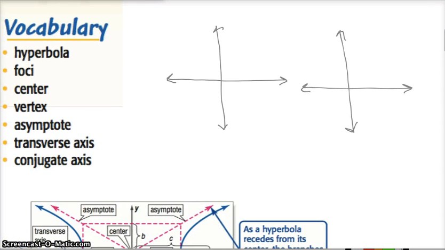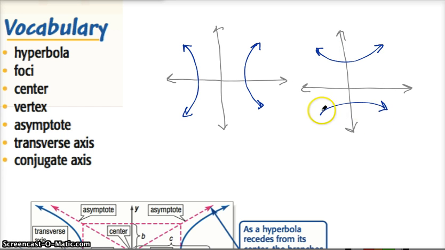Here's our vocabulary today. Our vocabulary starts off with the word hyperbola, and a hyperbola is one of the conic sections that looks like this when it has this kind of orientation. This one is more of a horizontal orientation, and this one has a vertical orientation, okay? When you have hyperbolas oriented on your XY axis like this, their foci are located, in layman's terms, outside of the hyperbola like that.